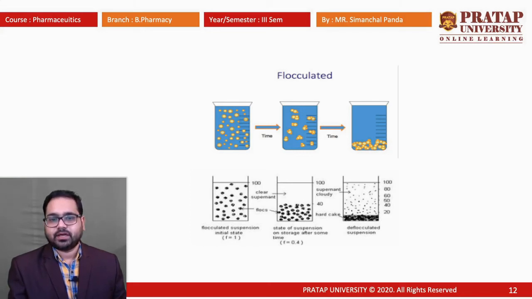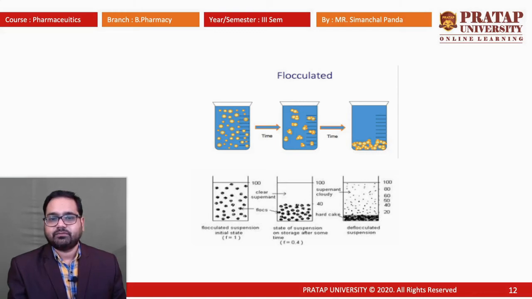Here there are three diagrams. The left one is the flocculated suspension. Initially it was having the value F is equal to 1. Here you can see F is equal to 1 as the initial height and the final height are equivalent, 100 divided by 100 is equal to 1. But if that is a deflocculated suspension, it is also 1 at the initial stage, and if that will remain for a long time, it will also remain the same height.